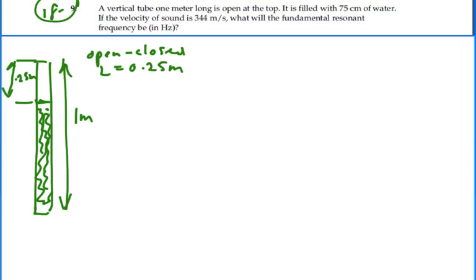0.25 meters. Now, if we're looking at the fundamental, then the easiest standing wave we can possibly get is one which has an antinode at the open end and a node at the closed end. And that distance between the node and the antinode would be a fourth of a wavelength, a quarter wavelength. So the length of this tube is actually a quarter wavelength in the fundamental mode.